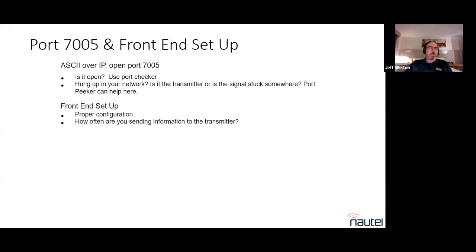But Port Peeker is cool because it's just basically a terminal echo. So you put Port Peeker up at the transmitter site end, you give it the transmitter site IP address, colon 7005 for the port number, and it will look at all the traffic on that port. So if you're sending RTS or RDS data as ASCII text, that ASCII text will appear at the transmitter end.